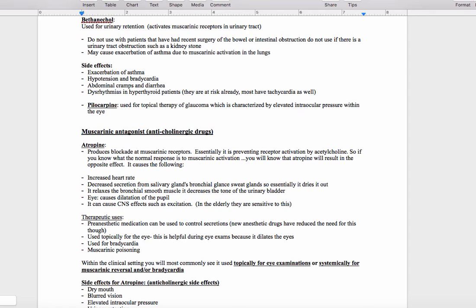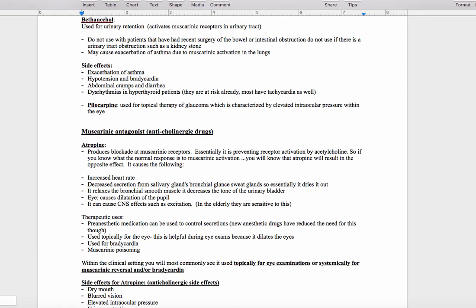Other therapeutic uses: as a pre-anesthetic medication, it can be used to control secretions. Sometimes they'll give it before surgery, and it'll decrease the amount of bronchial secretion, so it helps open up the airways with less secretions there. A lot of times it's not used that much because a lot of the new anesthetic drugs actually have the capability of doing this on their own. Like I mentioned, it's used topically for eye exams. It's used for bradycardia, and it's also used for muscarinic poisoning.